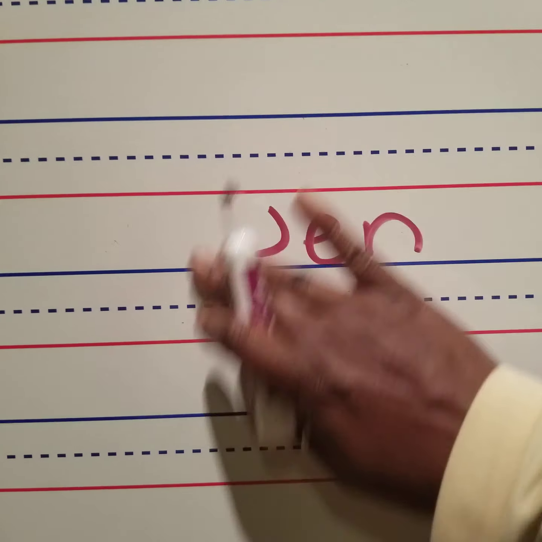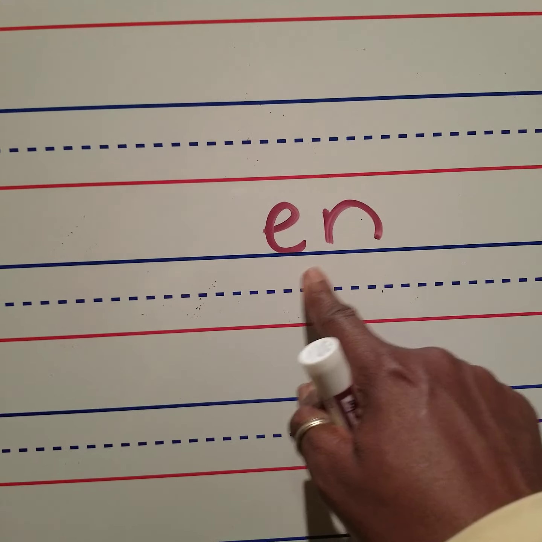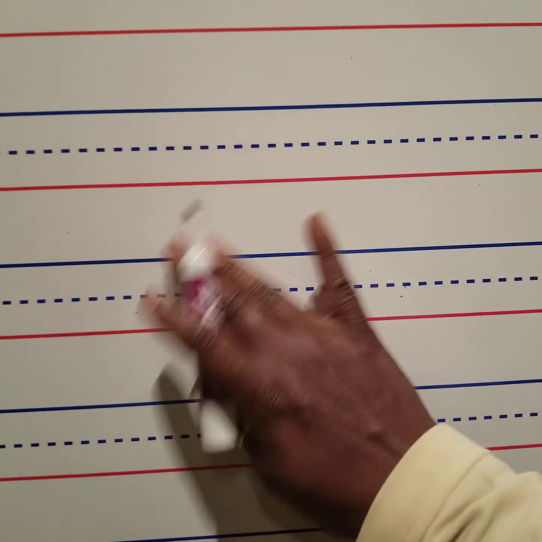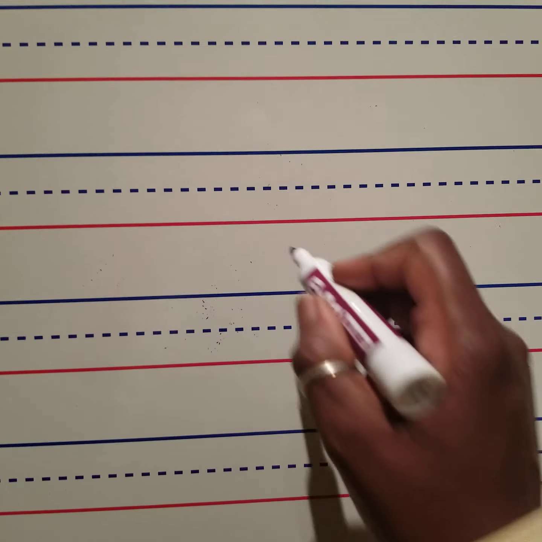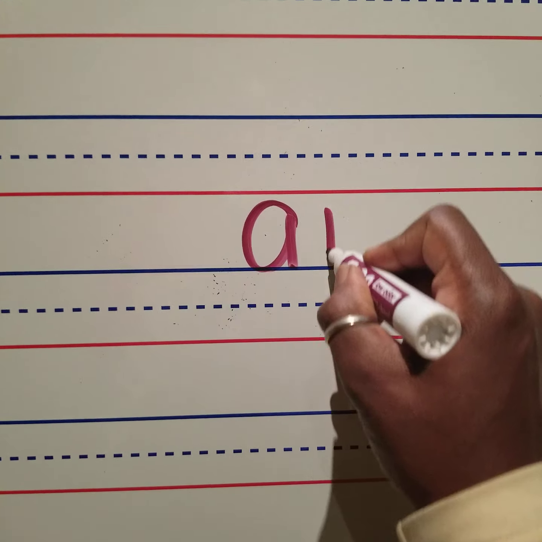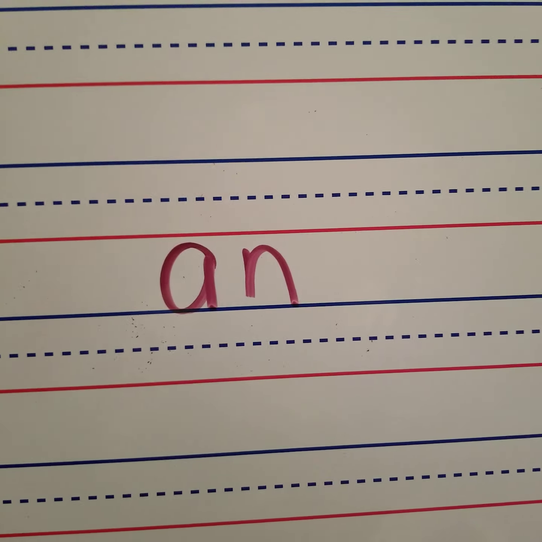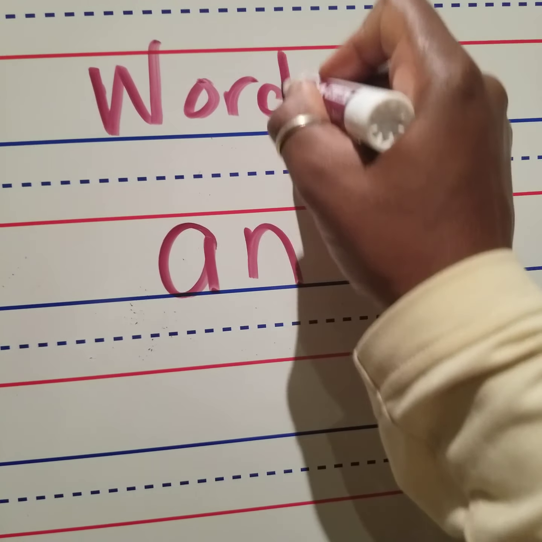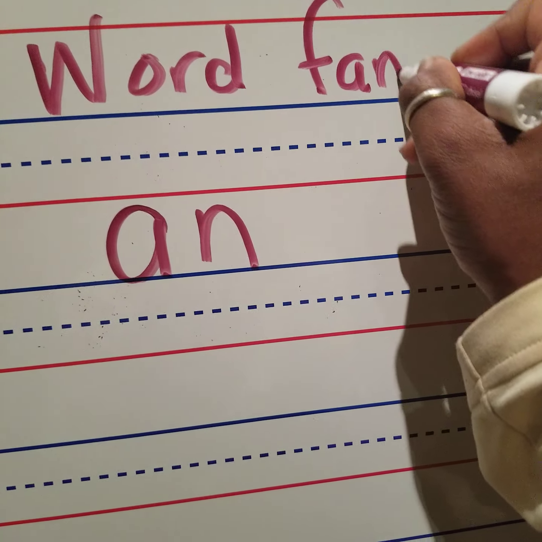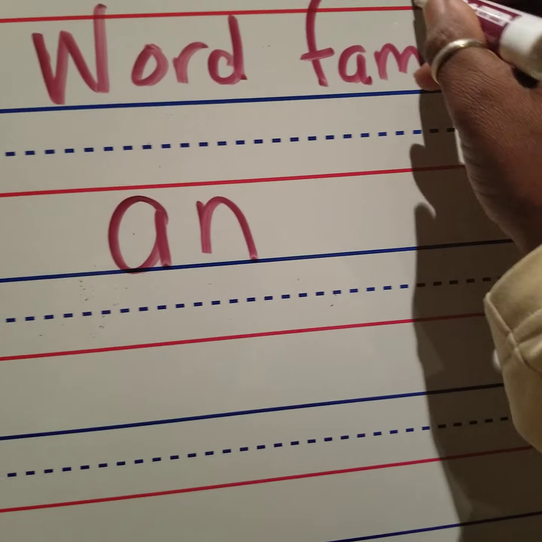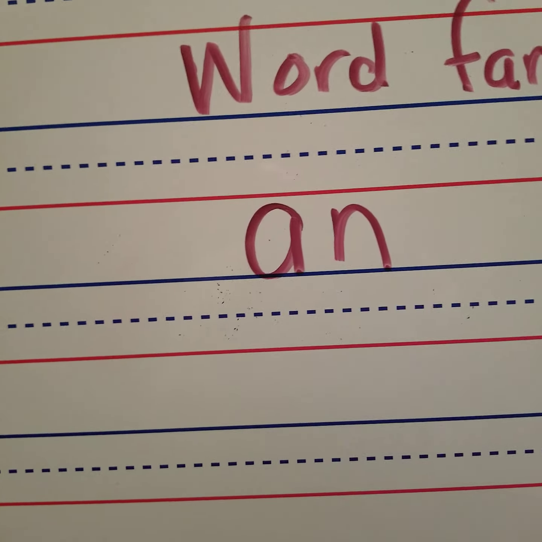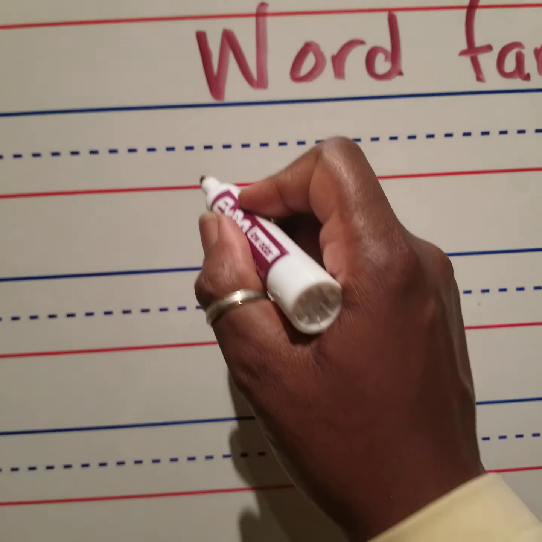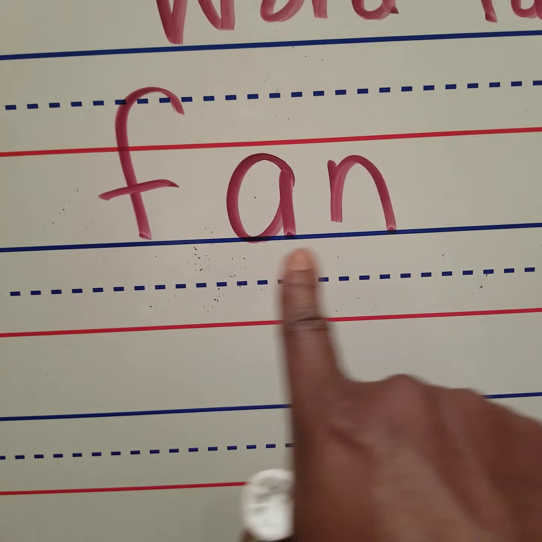And if I take off the P, I now have N. All right, so when we take off that first letter, what we're left with, we call that a word family. All right? A word family. And that's because when we do the quick erase, that's basically what we're doing, we're working with word families. So if I put an F here, it's fan.